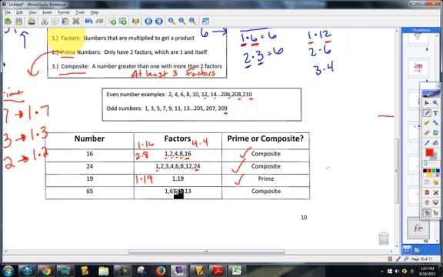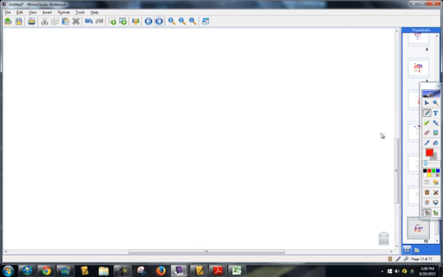Here, 65. Yes, I can get there by doing 1 times 65, but there's also another way, and it's by doing 5 times 13. So this fits the criteria of having at least 3 factors because it has 1, 5, 13, and 65. Therefore, it's a composite number. Let's go ahead and go to the next page.